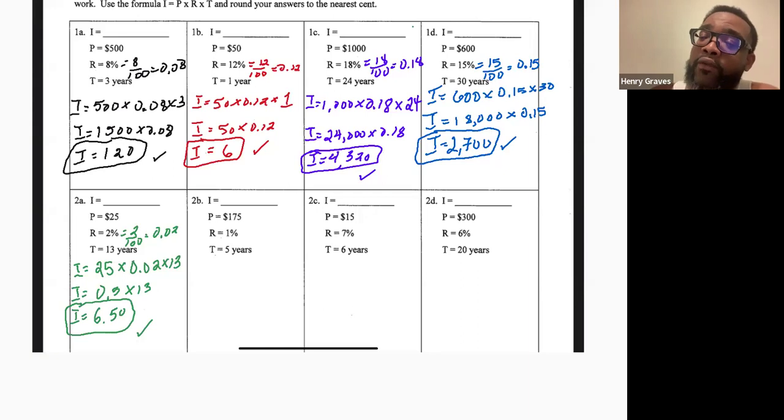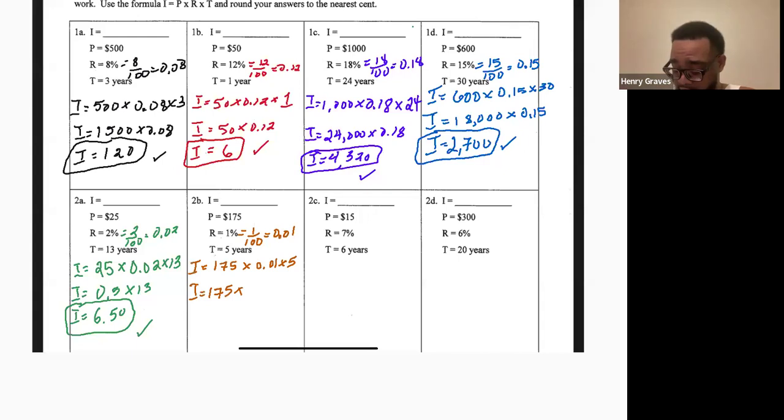Okay, so this one's going to be 1 over 100, which is 0.01. So let's see what happens when you have to pay a very low interest rate. His I is going to be $175 times 0.01 times 5. So I know he's going to end up paying $175 times 0.05, because 0.01 times 5 is 0.05. Then multiply that by 175. I'm getting $8.75. That's pretty good.